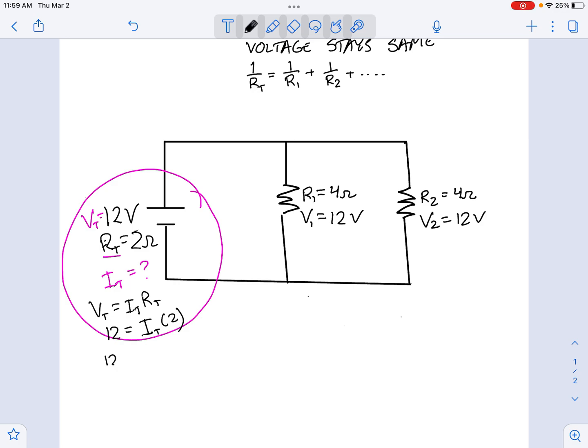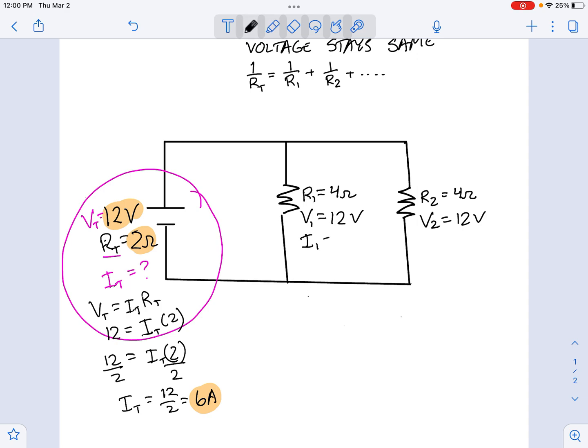So now, if I say 12 is equal to IT times 2, to get IT by itself, you have to divide both sides by 2, and you end up with IT, or the total current, is equal to 6 amps, because it's 12 divided by 2. Okay, so here we have our total current, our total resistance, and we were given the total voltage.